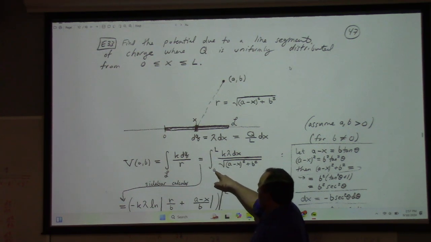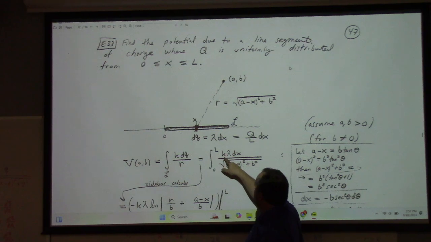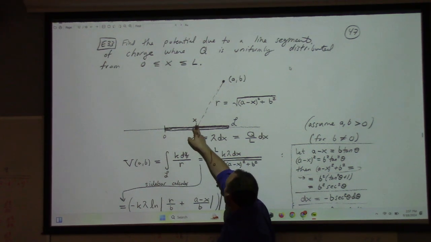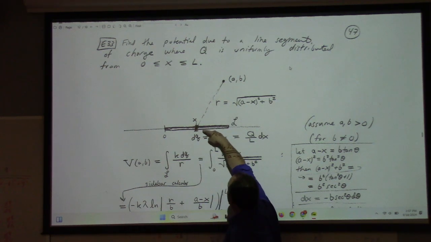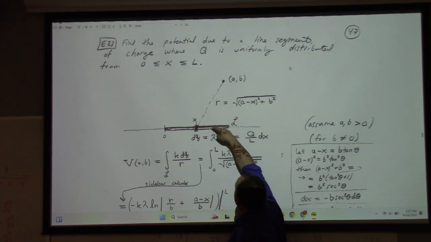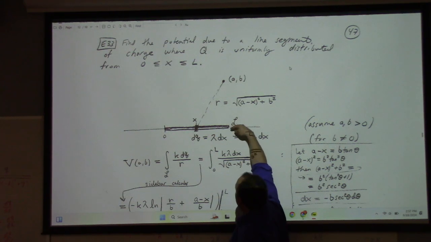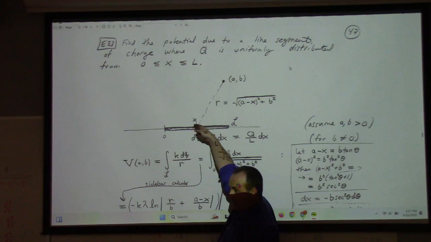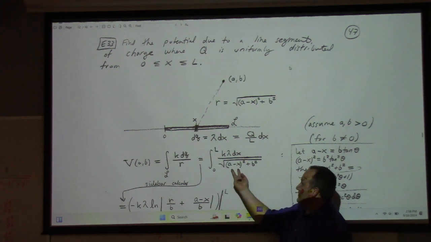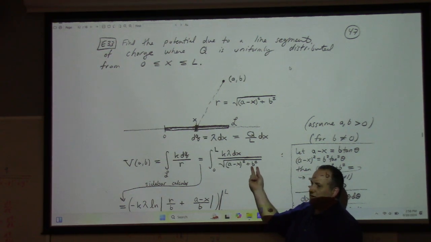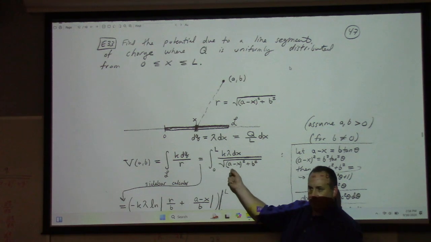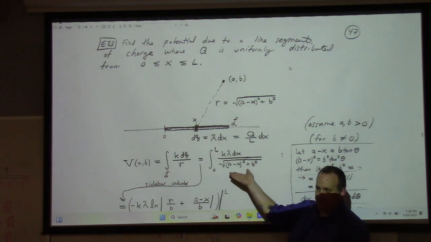To put that into practice, we're integrating from 0 to L of this k lambda dx. My r, the distance from here to there, is the square root of x minus a squared plus b squared, because this is at y equals 0, right? So the vertical displacement's always b. That's why I have x minus, or in this case, a minus x squared plus b squared. It's immaterial, right? This is the same as x minus a. When you square it, you can either do x minus a or a minus x, whatever floats your boat.